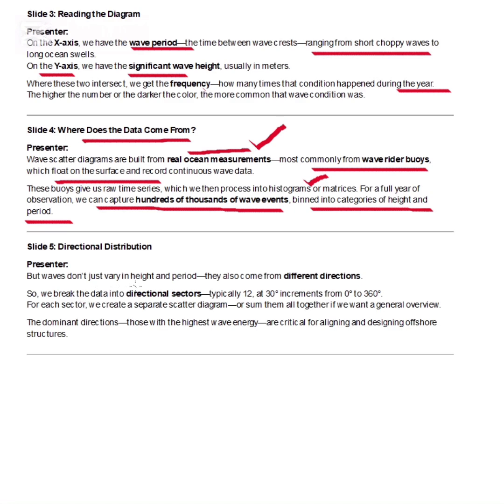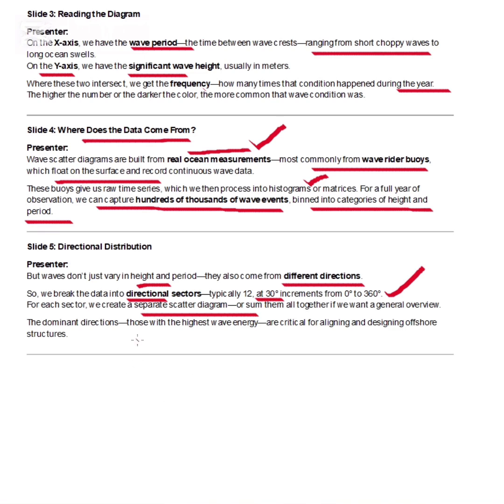But waves don't just vary in height and period, they also come from different directions. So we break the data into directional sectors, typically 12 sectors at 30 degree increments: 0 to 30 degrees, 30 to 60 degrees. For each sector, we create a separate scatter diagram, or sum them all together to get an overall.